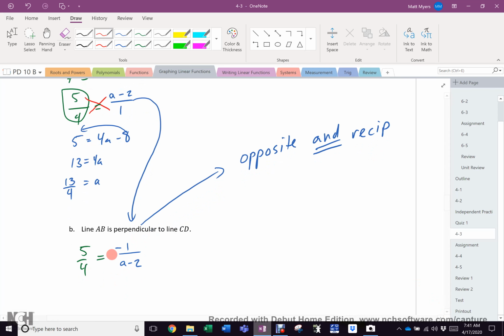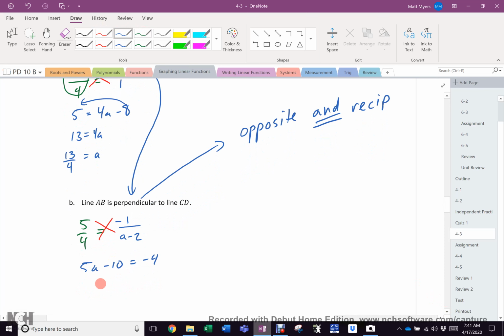And then what do I do? Same thing I always do. I cross them. And I get 5a minus 10 has to equal negative 4. So 5a, bring that over, it becomes positive 10. 5a has to equal 6, and a has to equal 6 over 5.